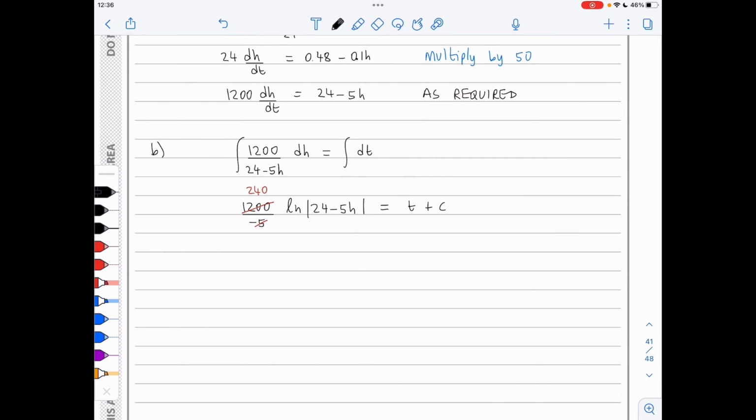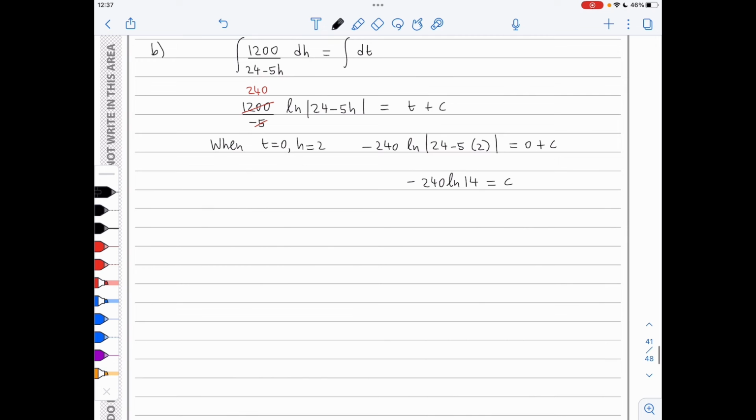We know that when t is 0, h is 2. This was given in the question. So minus 240 ln of 24 minus 5 times 2 is equal to 0 plus c. And therefore minus 240 ln 14 is c. This means that minus 240 ln of 24 minus 5h is equal to t minus 240 ln 14.